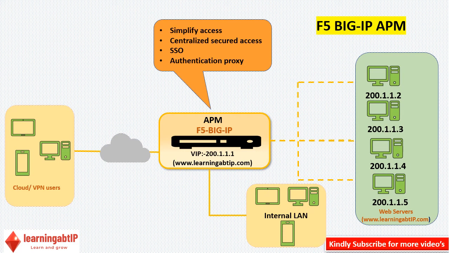Okay, so the next one is APM, Access Policy Manager, generally called APM. Now we have LTM doing destination based load balancing, and we have GTM doing source based load balancing. Now we wanted to have our website learningaboutip.com publicly accessed, providing application access to users who are distributed around the globe. It is quite a complicated process.